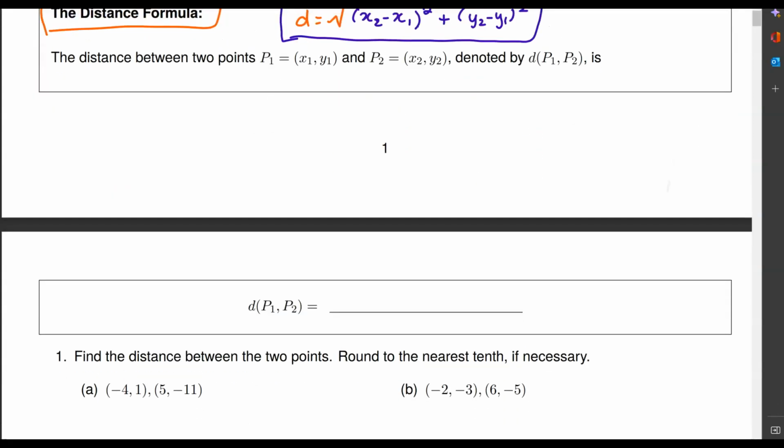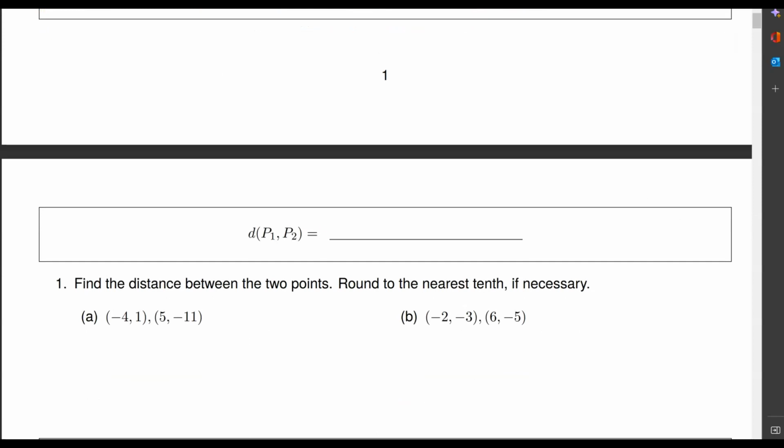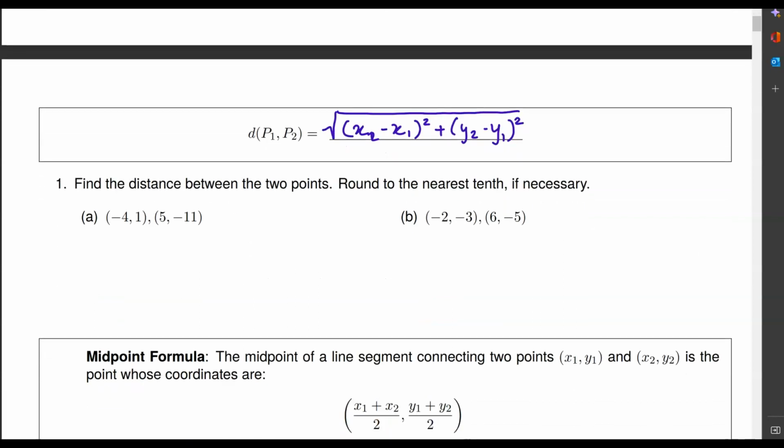All right, let's continue. Oh, here was the spot. Let's go ahead and fill it in here too: x2 minus x1 quantity squared plus y2 minus y1 quantity squared. So let's take a moment and go ahead and calculate the distance for both point A and point B.